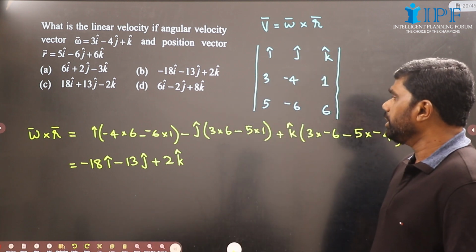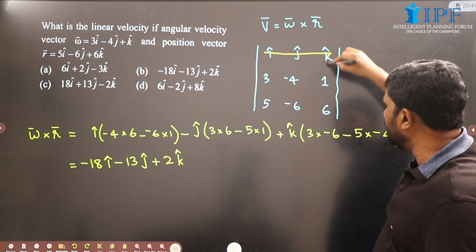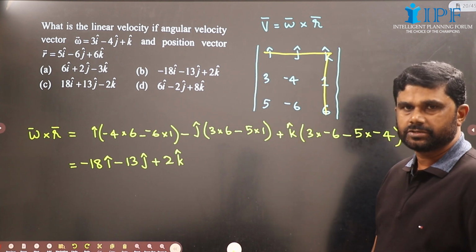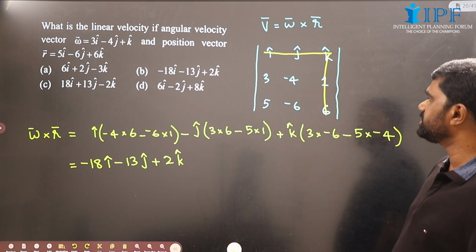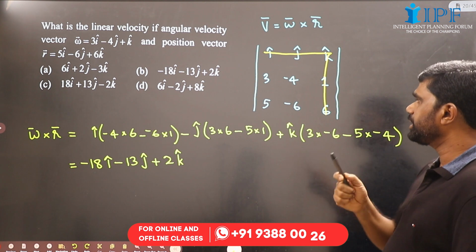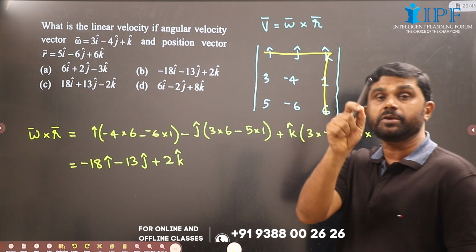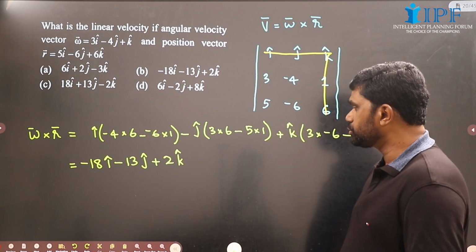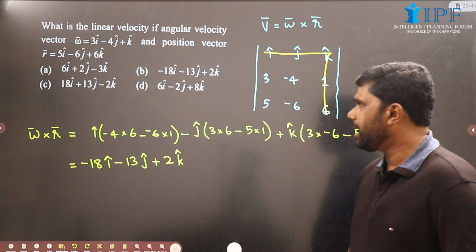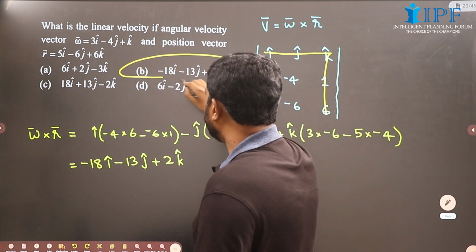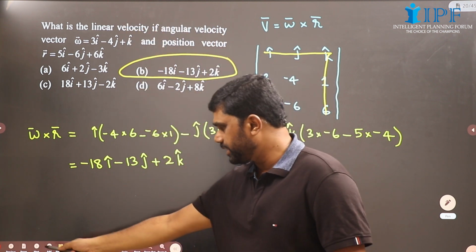Now next that is k, we have to eliminate the row and the column containing that particular element. k cap, what remains? 3 into minus 6, that is minus 18, 5 into minus 4, that is minus 20. So minus 18 minus minus 20, minus 18 plus 20, that is plus 2k. So minus 18 i cap minus 13 j cap plus 2k cap, that is the linear velocity in vector form or component form, let us say.